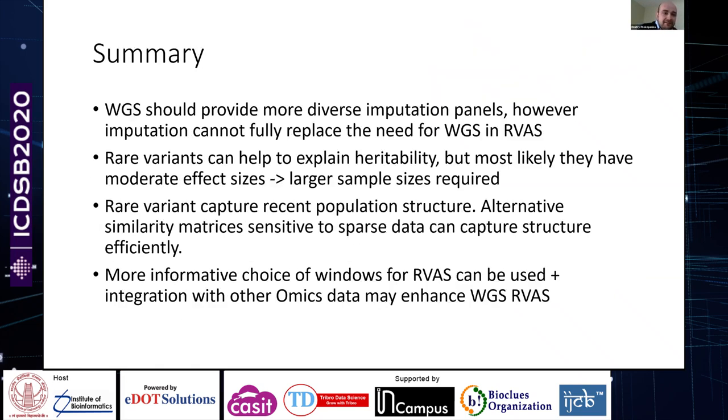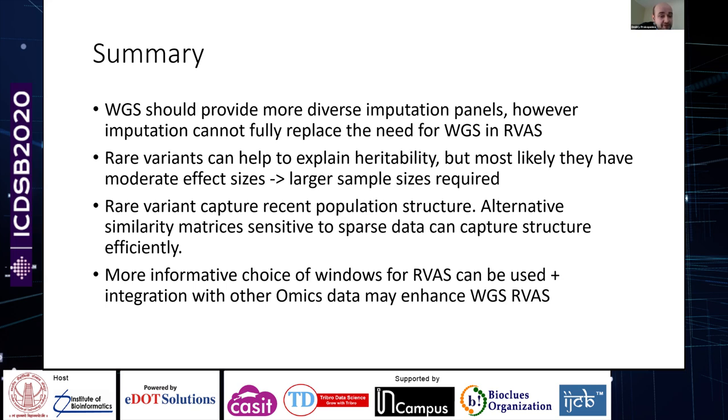Okay, to summarize, we talked about imputation panels. Whole genome sequencing should provide and is already providing more diverse imputation panels. However, imputation cannot fully replace the need for whole genome sequencing in rare variant association studies. Rare variants can help to explain heritability, but most likely they have moderate effect sizes. So, as popular in genetics, larger sample sizes are required.